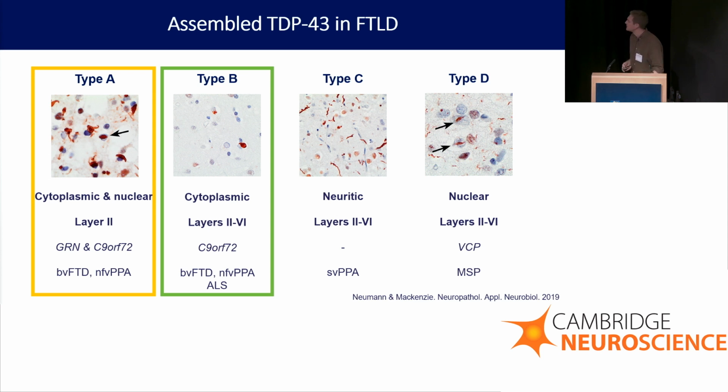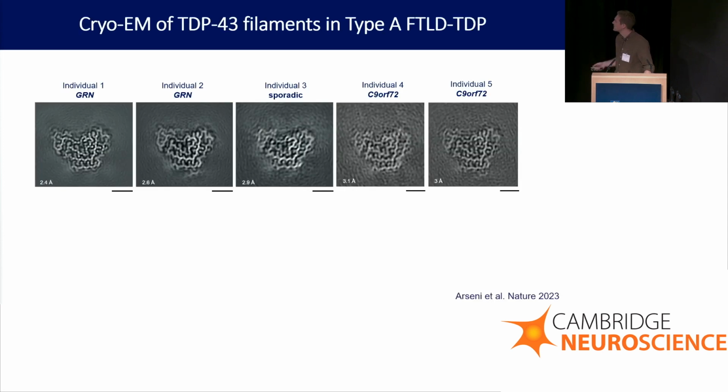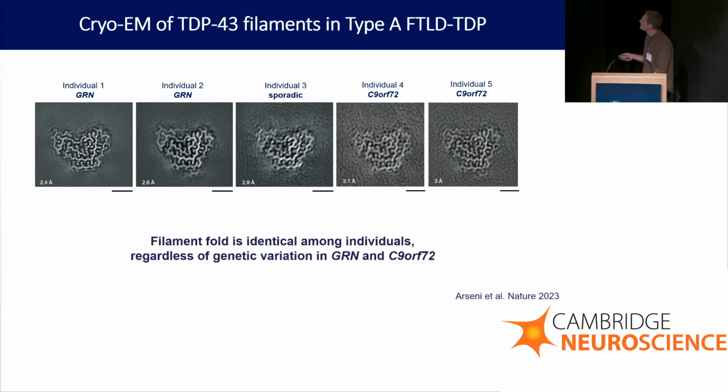the ensuing clinical symptoms. So I'll skip through the extraction of the filaments. We did this in the same way and from the prefrontal cortex as well, similar to the type B cases. And I'll go straight to the cryo-EM structures. And we looked at 5 individuals this time. And you can see that we have an identical structure for all 5 individuals.